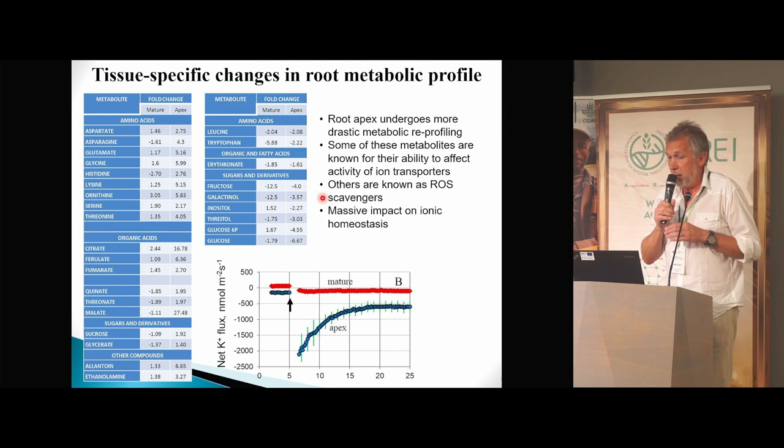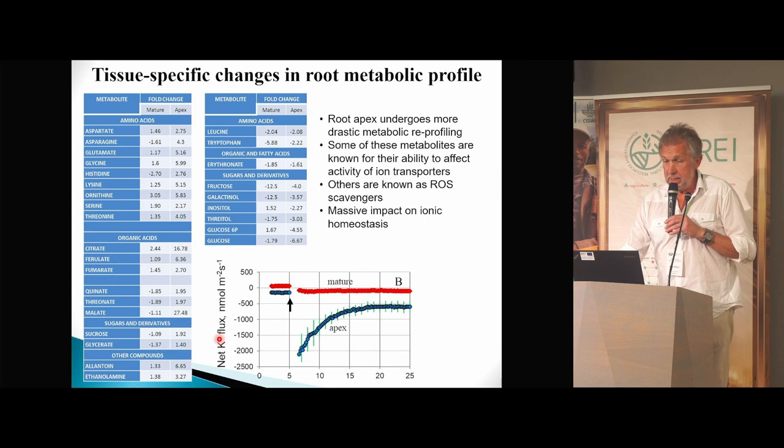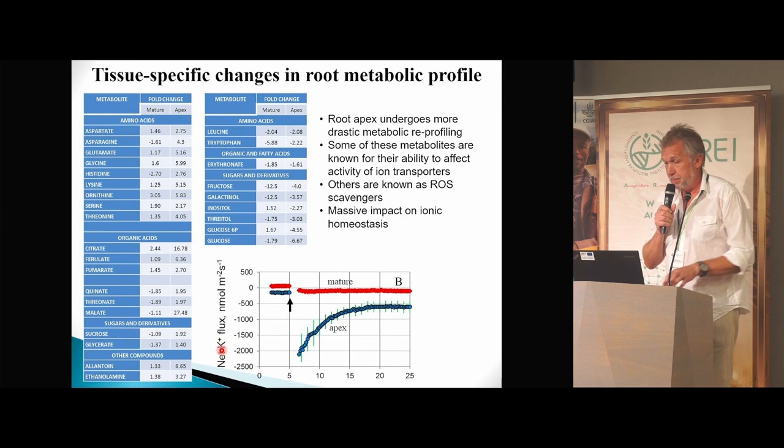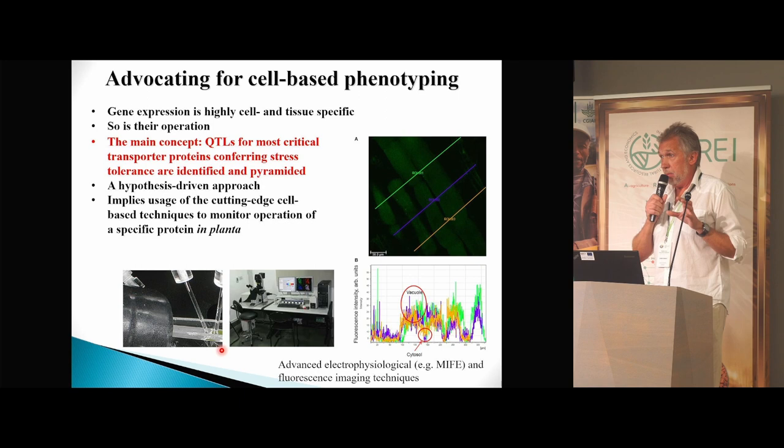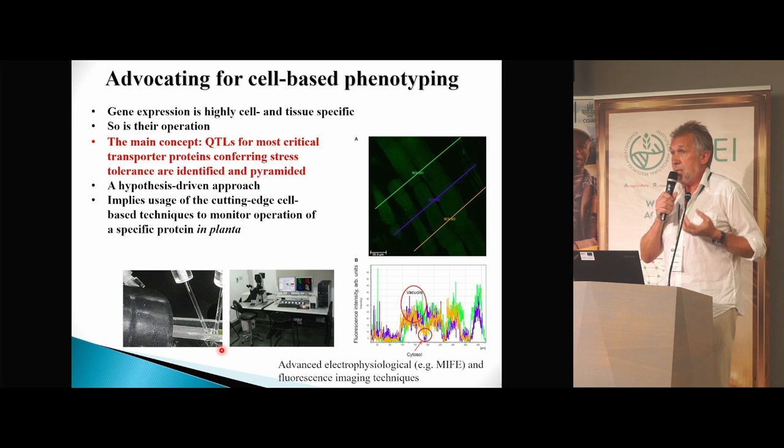And by the way, look at this: what happens when you apply the salt stress to mature tissue and root apex in terms of potassium retention. You have massive loss in the apex, and almost no response in the mature zone. So it is specific. The summary until now is we need to move from whole plant phenotyping to phenotyping or screening plants for the operation of a specific gene in a specific tissue where it belongs, and later integrate this into one ideal type of response. So we need to use techniques which are sensitive enough to look at the operation of these genes.